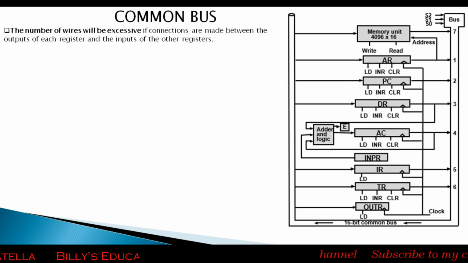The number of wires will be excessive if connections are made between the outputs of each register and the inputs of other registers. In order to connect the inputs and outputs of one register to another register, we need a larger number of wire connections. To reduce those wire connections, we use this common bus system. It makes it easy to carry the common output and common input in a common bus-like structure, to carry the whole data from one register to another register.